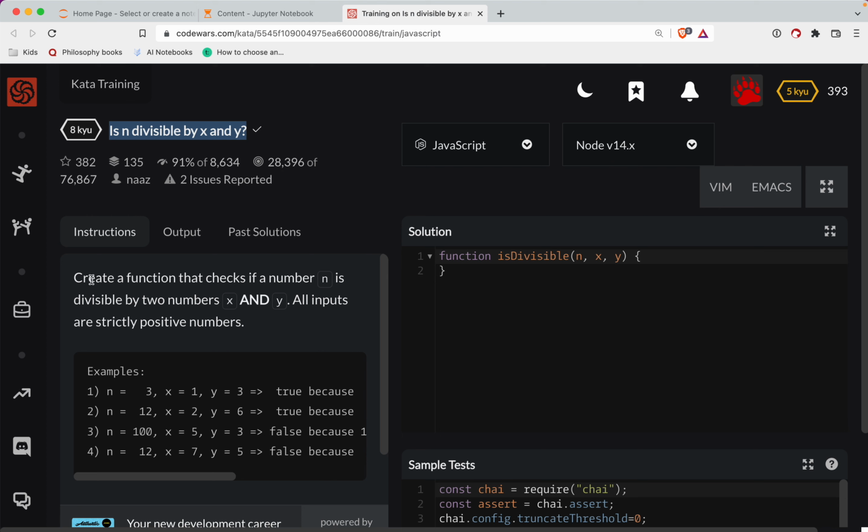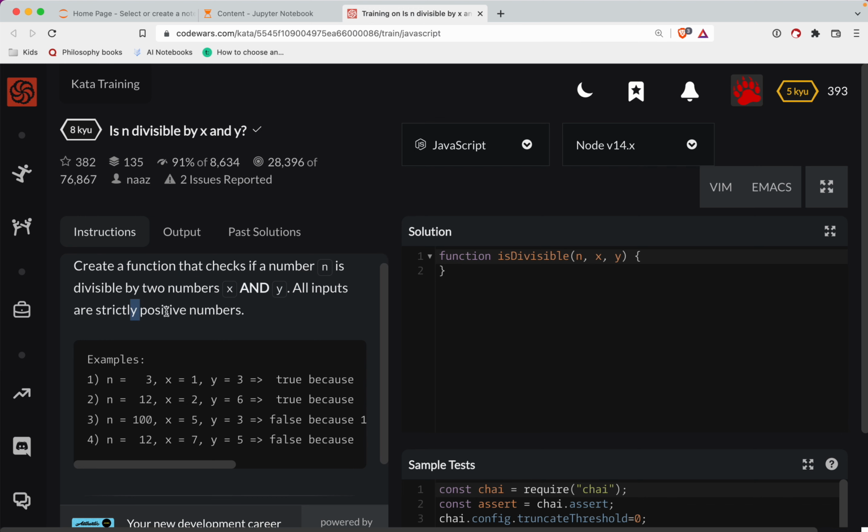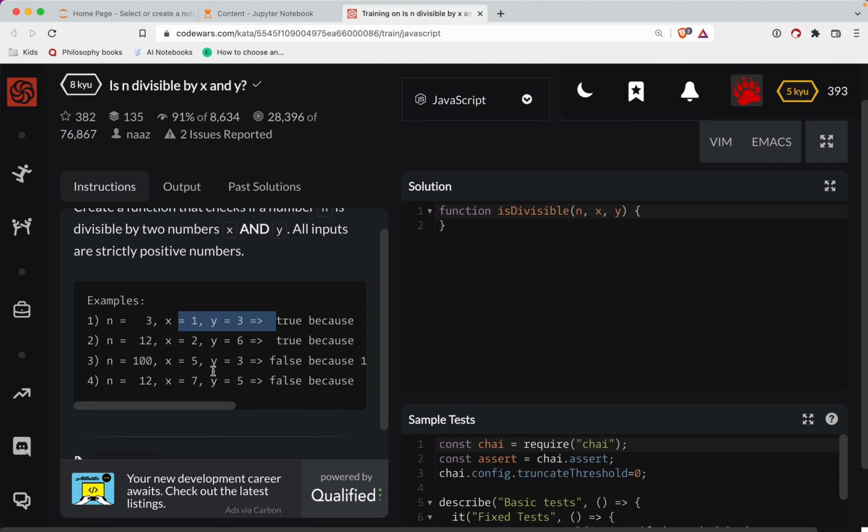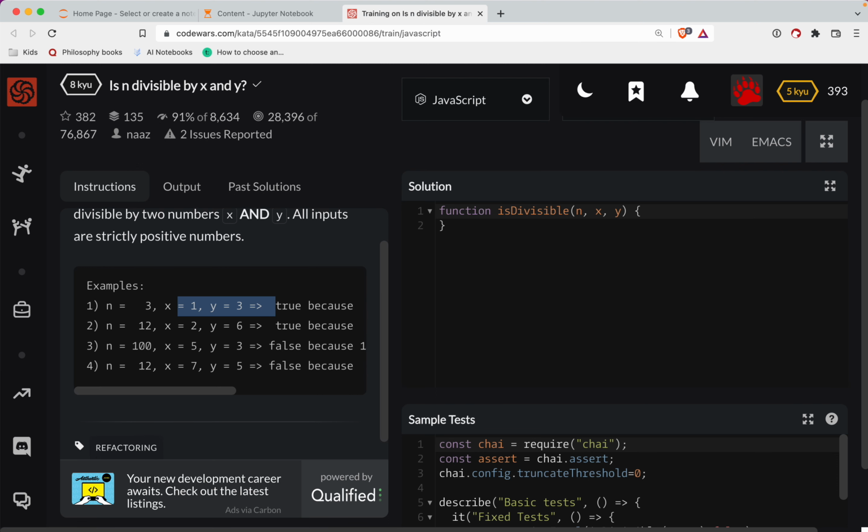With that, we're going to create a function that checks if a number n is divisible by two numbers, x and y. All inputs are strictly positive numbers. Okay. So if n is 3, x is 1, y is 3, then it's true because they're divisible by all three.